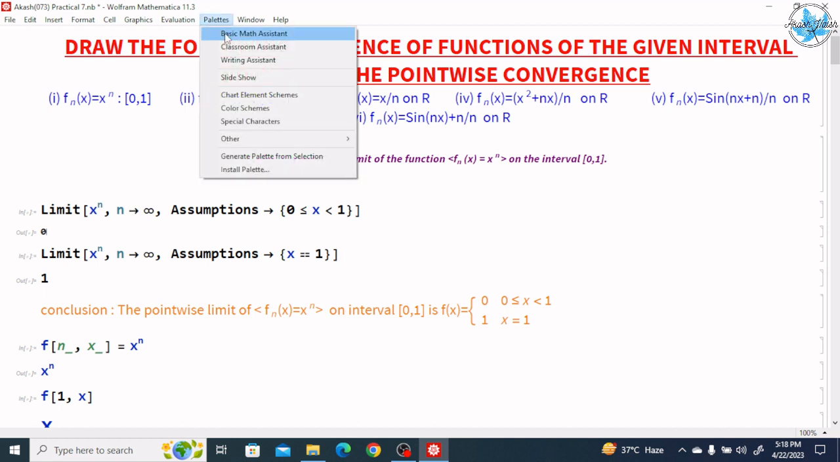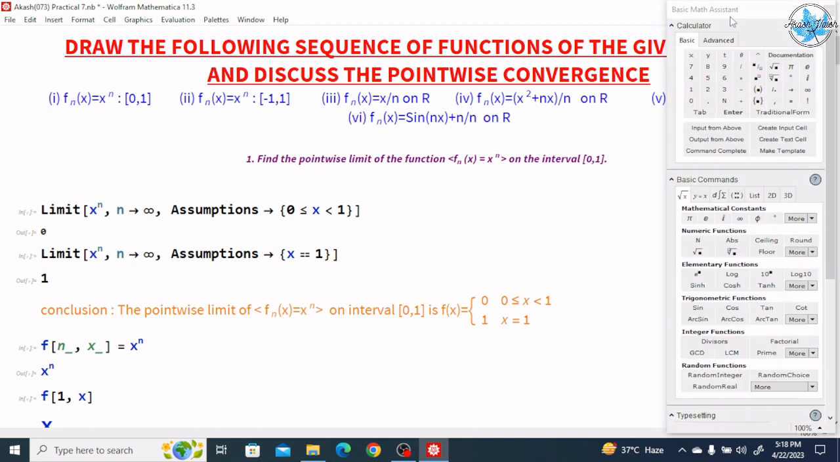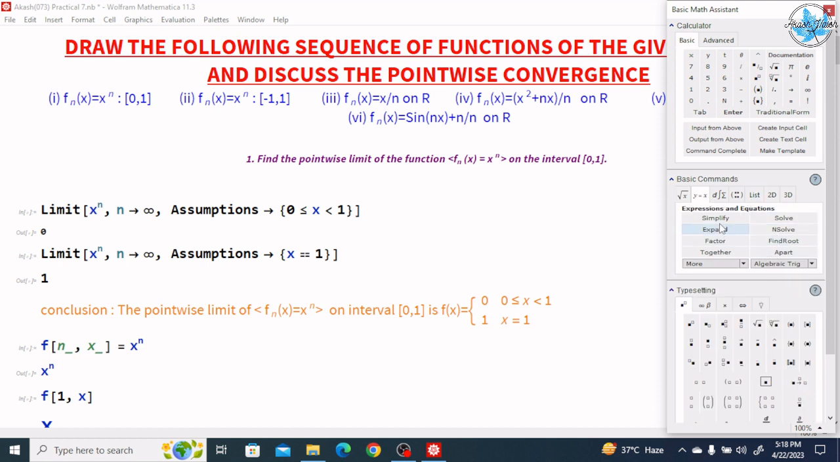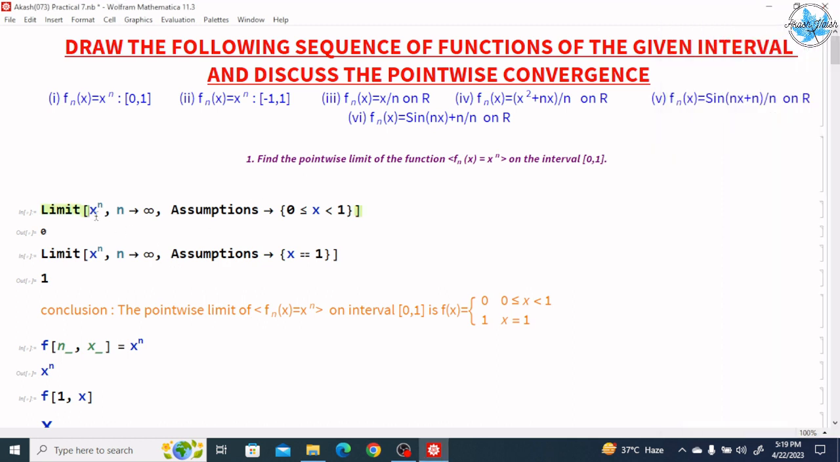You go to the Palettes section. In the Palettes section, click on the Basic Math Assistant, and then you will get the Basic Math Assistant section like this. From here you can see the cursor, and you will get the arrow sign, and if you want to write x to the power n, then you can see the arrow. From here you can write it this way, and you can search in this, you can write each and everything. So define the function x to the power n. Now n tends to infinity, and in the assumption you have to put the value of x.